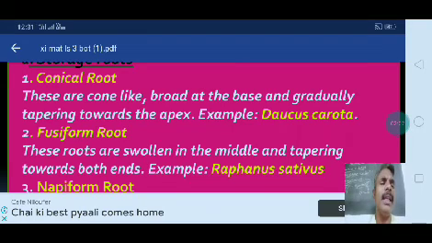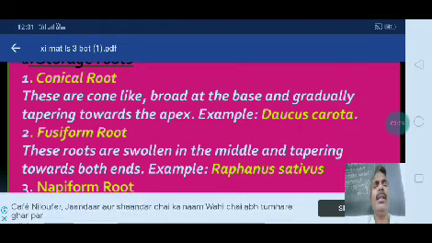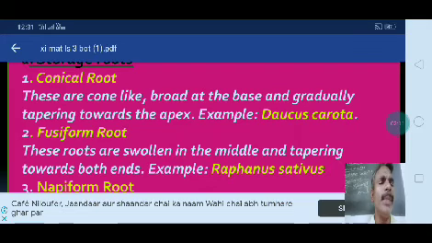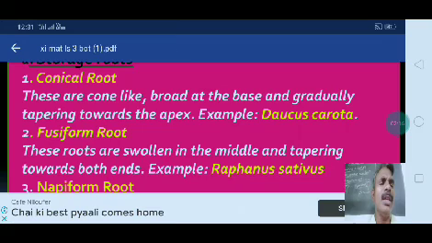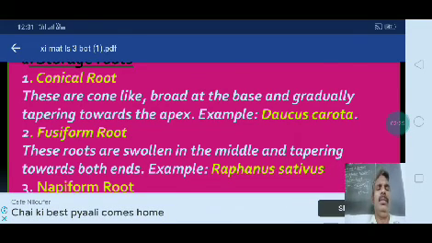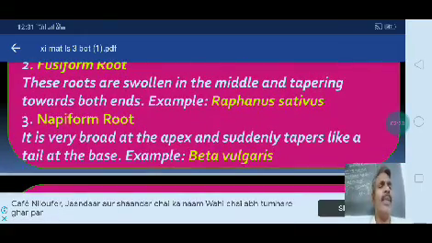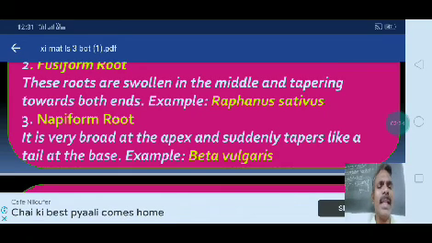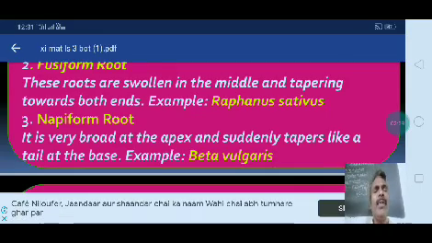It mostly occurs in Daucus carota, carrot. It is a cone-like structure, broad at the base and gradually tapering towards the apex region. Example, Daucus carota. Then fusiform root. The roots are swollen in the middle and tapering towards both ends. That is called fusiform root, Raphanus sativus. The third one, napiform root. It is very broad at the apex and suddenly tapers like a tail at the base region. Example, Beta vulgaris, napiform root.